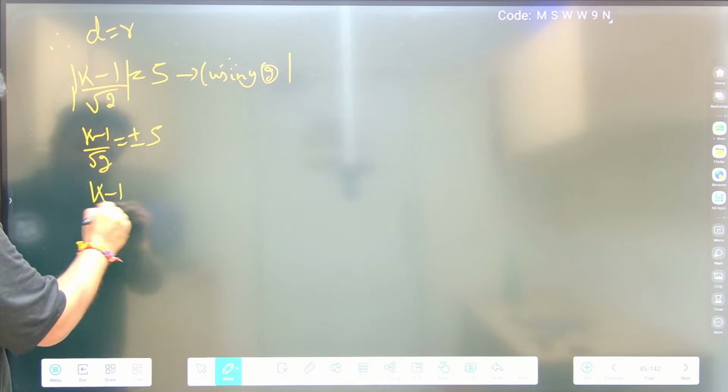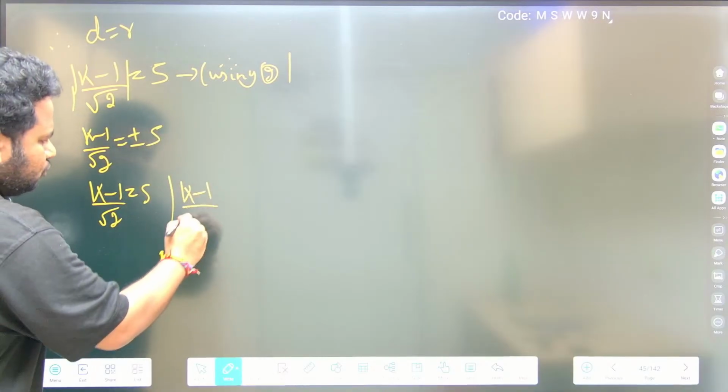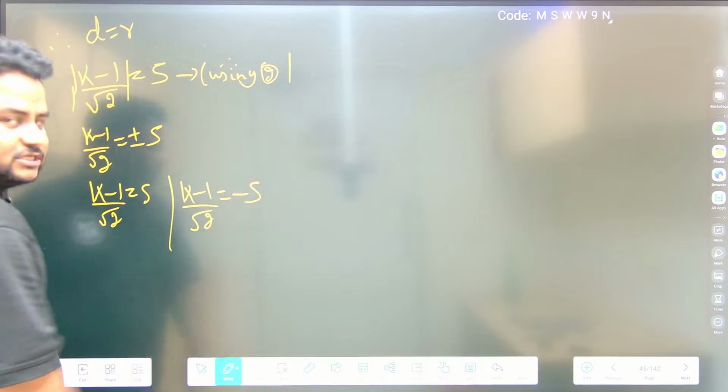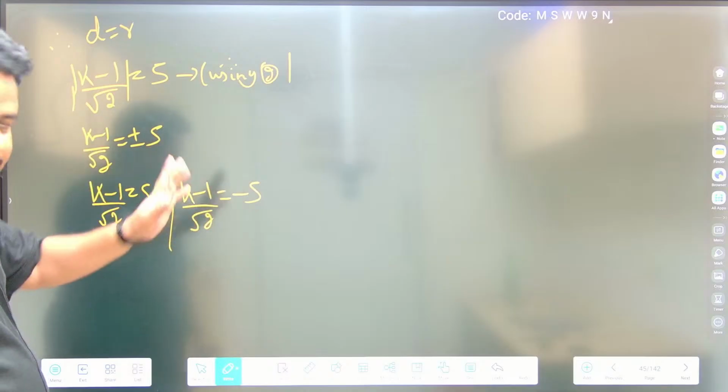k minus 1 by root 2 is equal to 5. Another thing I'll write as k minus 1 by root 2 is equal to minus 5. This is what I'll have.